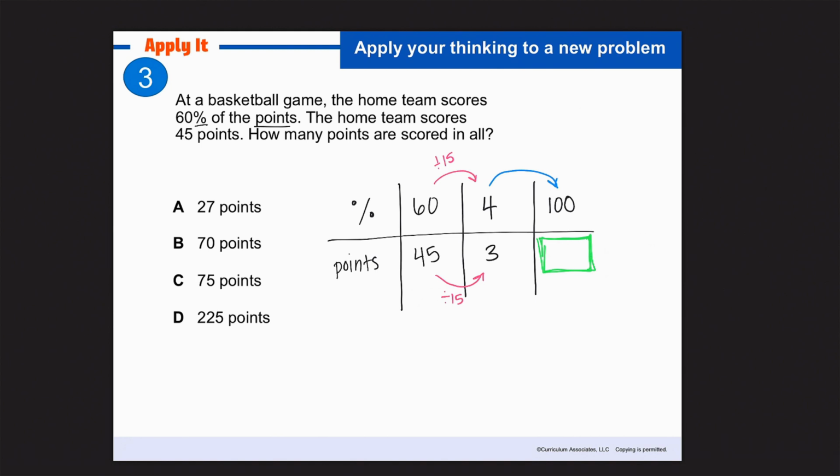What do I multiply times 4 to get to 100? I know 25 times 4 is 100. So whatever I'm going to do to one part of the ratio, I'm going to do to the other part of the ratio to keep it equivalent. So 3 times 25, 75. So we know at 100% of the points, when the whole thing is done, we're going to end up with 75 points. So our clear answer choice here is C, 75 points.